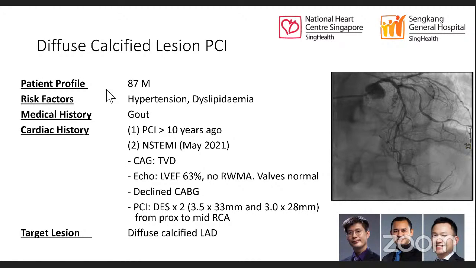So in summary, we have an 87-year-old man with hypertension, dyslipidemia, and triple vessel disease, with the RCA stented, now for PCI to the left coronary system, and our target lesion is actually the LAD. Thank you. Thanks a lot.